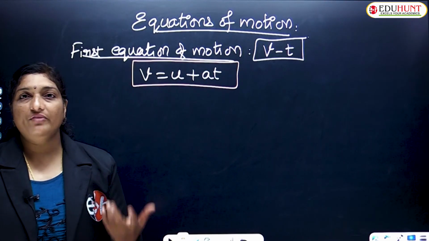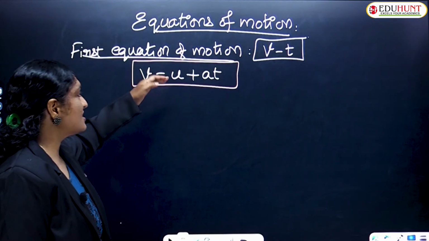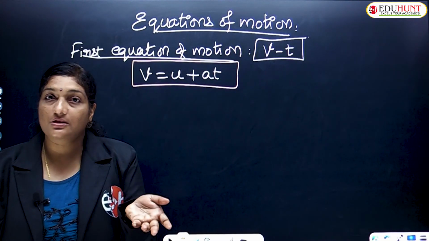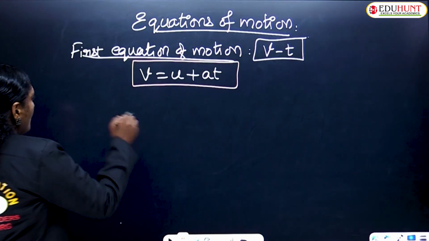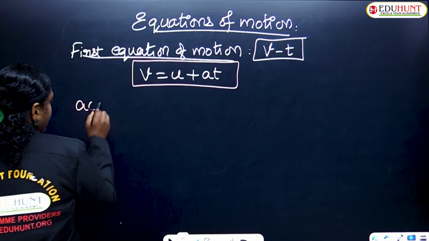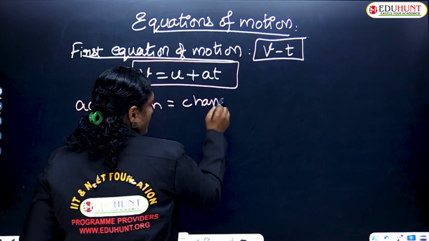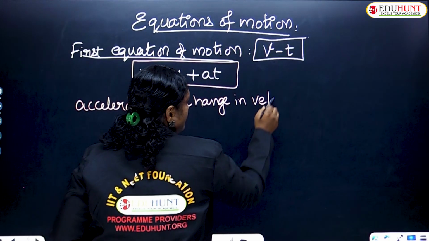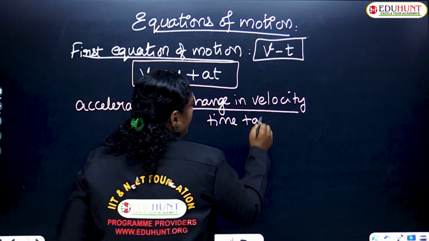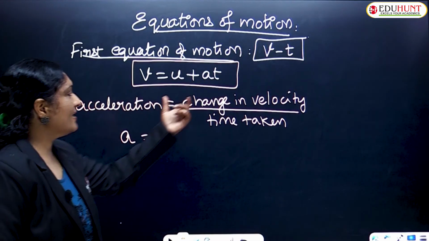Consider a body moving with uniform acceleration whose initial velocity is u, and after a time t, its velocity changes to v. From the definition of acceleration, acceleration is nothing but change in velocity upon the time taken. So acceleration is indicated with the letter a.